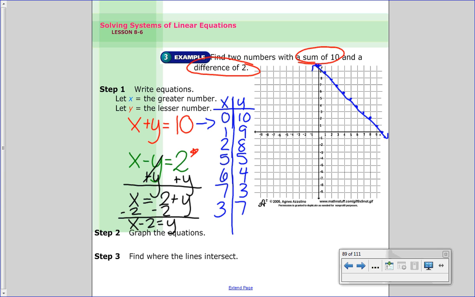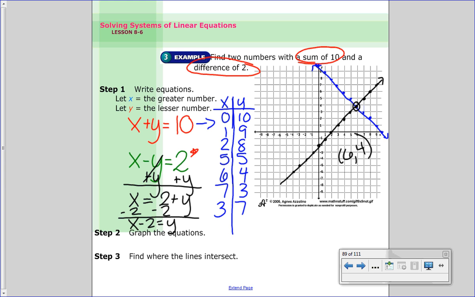So I can graph this. Well, I know I start at negative 2. My slope is 1 over 1. So I go ahead and do that. And then we look for that point of intersection where those 2 lines meet. That'd be my answer. And it looks like they meet right here at 6, 4.